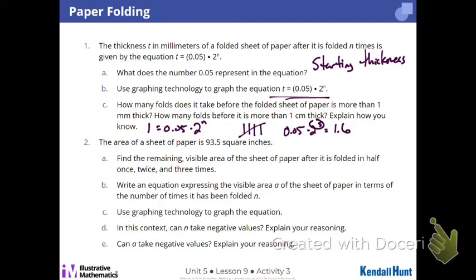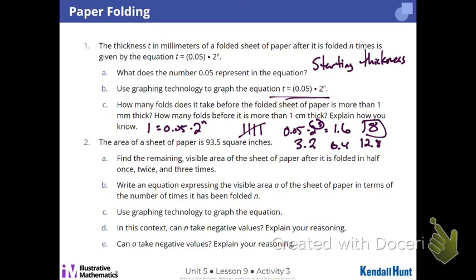I need to get to 1 centimeter. 1 centimeter is how many millimeters? 10. So I'm at 1.6 times 2, 3.2 times 2, 6.4 times 2, 12.8. So 3 more. How many times to get to the centimeter? Guys? 8. So we got 5 to get to 1 millimeter, 8 to get to 1 centimeter.